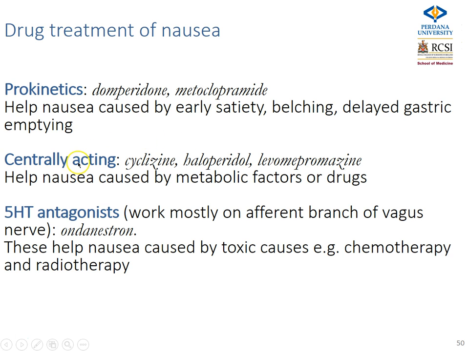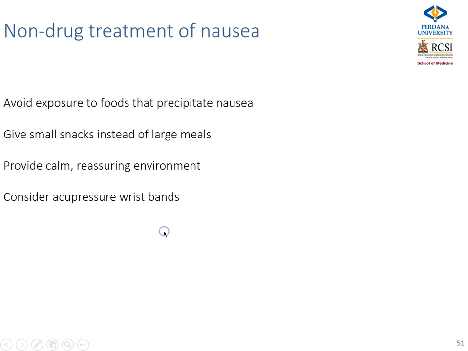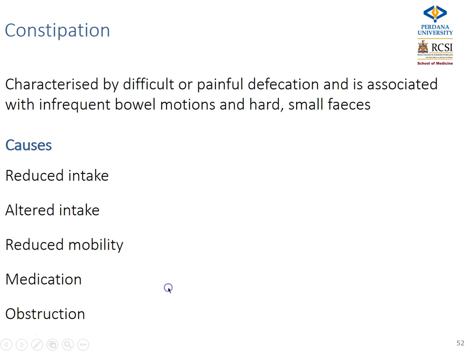There are also centrally acting drugs like cyclizine, haloperidol, levomepromazine, and then there are 5-HT antagonists such as ondansetron. Again, practical advice would be to avoid exposure to foods that precipitate nausea. Give small snacks instead of large meals. Provide a calm, reassuring environment, and consider using acupressure wristbands if this may be effective.